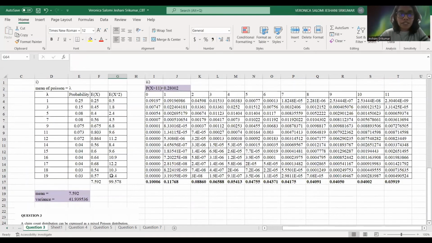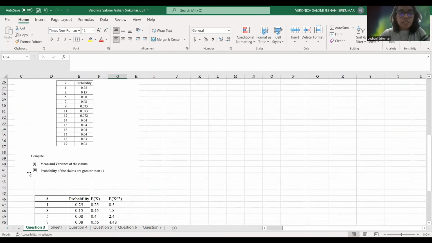So I've done the question here. We get the mean 7.592 and variance 49.9395. The second part of the question asks for the probability of claims that are greater than 11. Since this is a discrete distribution, the probability of greater than 11 is equal to 1 minus the probability of less than or equal to 11.